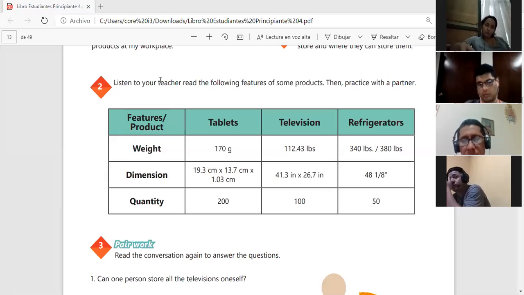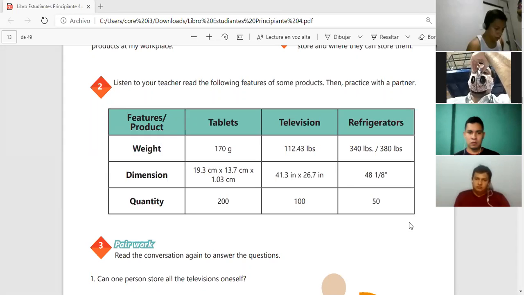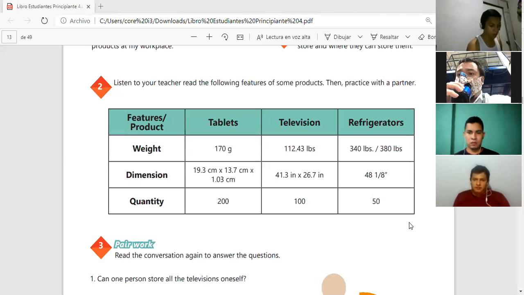Quantity. Cecilia, the first quantity for tablets. How many tablets do you have? 200. Good, 200. Joshua, how many televisions do you have? 100. Good, 100. Felix, how many refrigerators do you have? 50. Good, 50. Good. Okay.